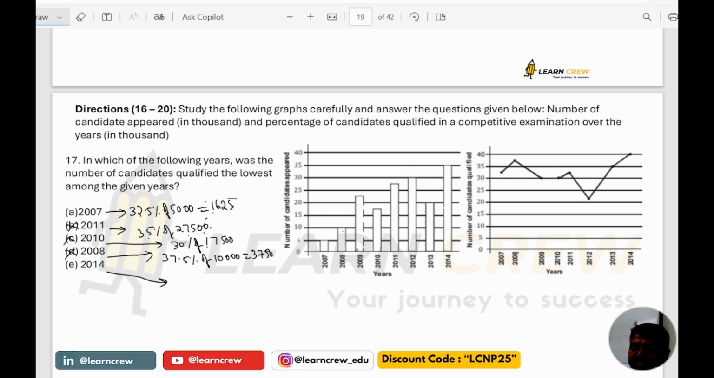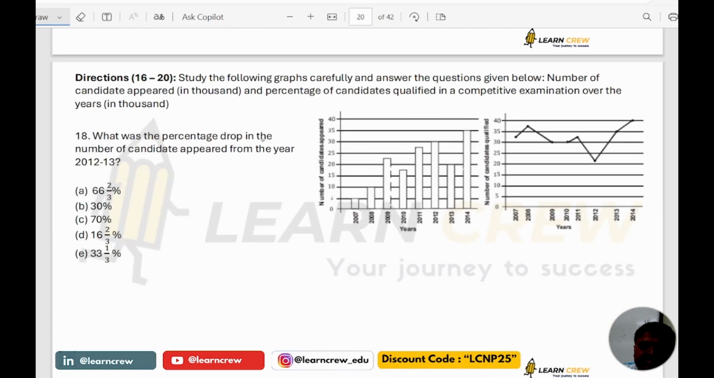In 2014, if you see, total appeared are 35,000. Out of them, qualified are 40%. So 40% of 35,000 is also more than 1625. So the lowest is which one? 1625. So the answer is 2007. Next.